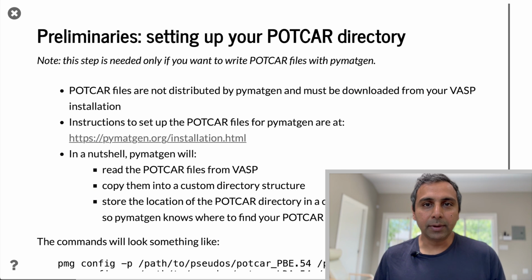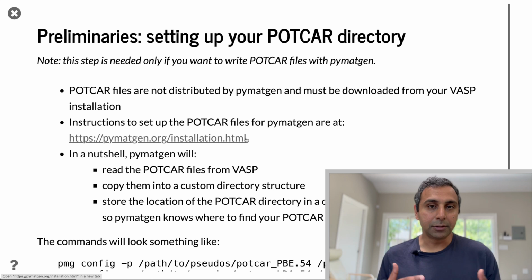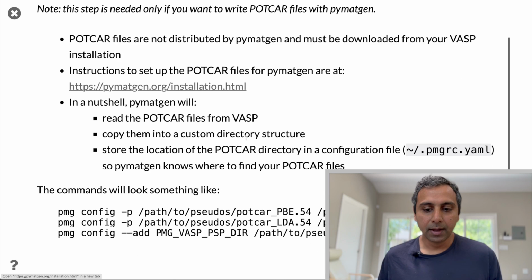Okay, now one thing that we need to do before we go ahead and start writing input files with pymatgen is to set up our POTCAR directory. So VASP doesn't allow distribution of the POTCAR files, which contain the pseudopotential information. So there are instructions about how to set up the POTCAR files for pymatgen at this link. Just follow those instructions to set up the POTCAR generation process.